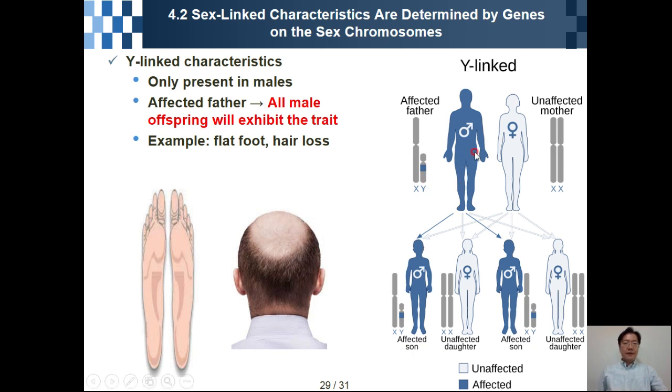If the father was affected, all male offspring will exhibit the trait. They will be affected like this. An example is flat foot, and also hair loss in males. So this is the Y-linked characteristics.